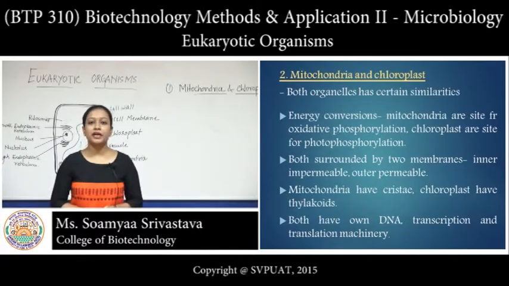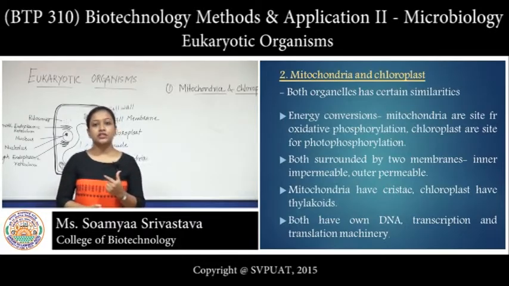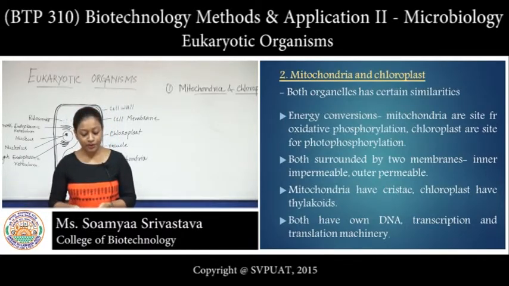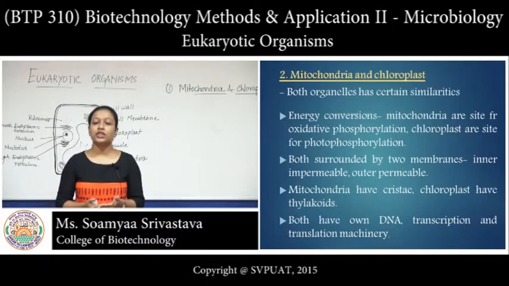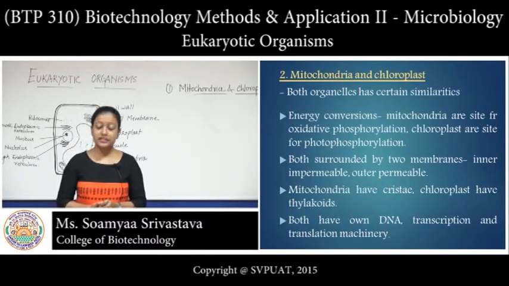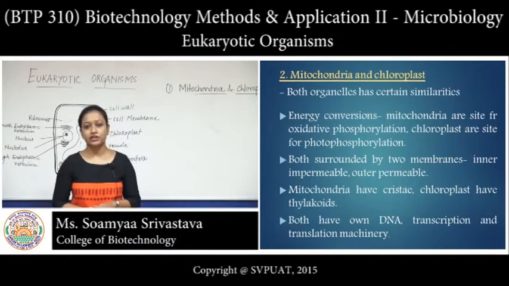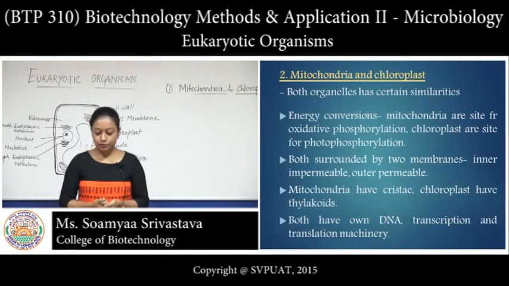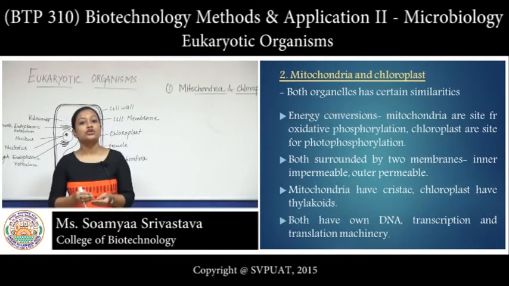The second is the mitochondria and the chloroplast. Both these structures have a lot of similarities, so we will discuss them together. First, both are concerned with energy conversions. In mitochondria, there is a site of oxidative phosphorylation, whereas in the chloroplast there is photophosphorylation. Both structures have two membranes.